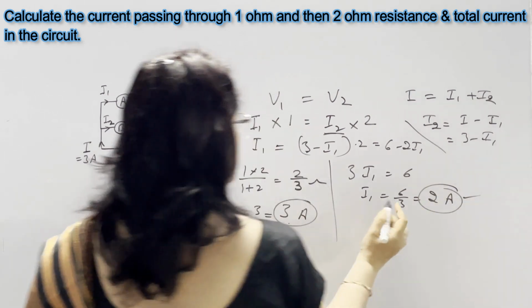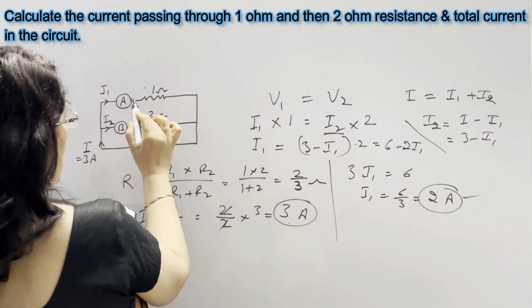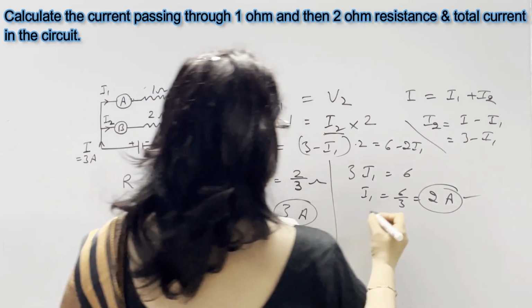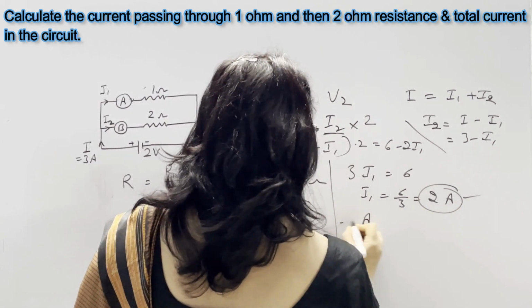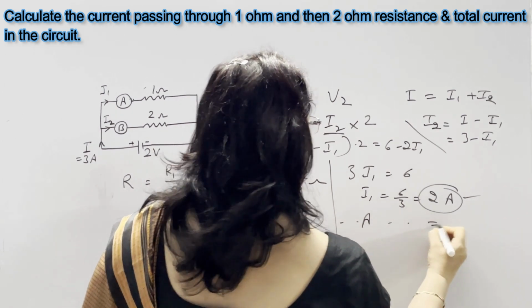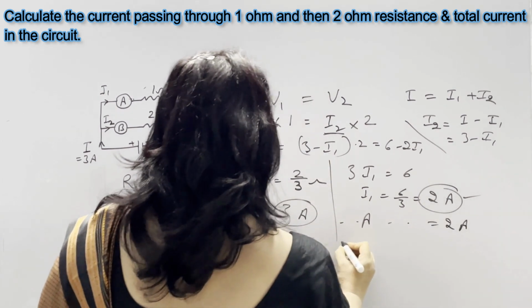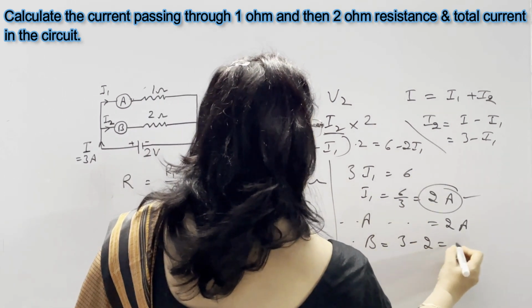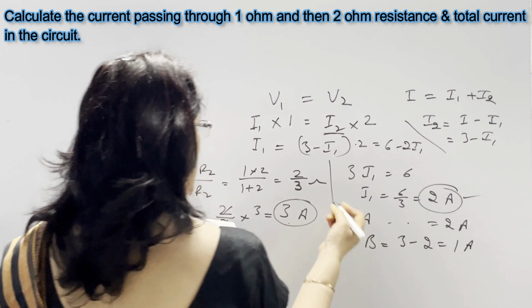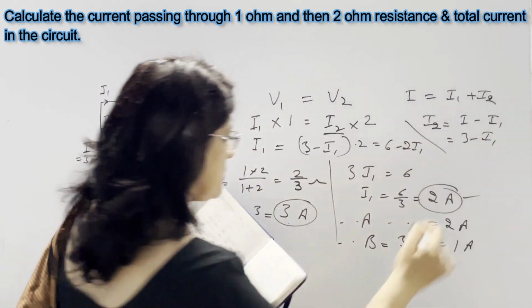So 2 ampere is the value of current in this branch, the first ammeter A reading. So the reading of ammeter A, the current through ammeter A, is 2 ampere. So the reading of ammeter B is the total current in the circuit 3 minus 2, it means 1 ampere. Or if you want, you can calculate it from this formula also.